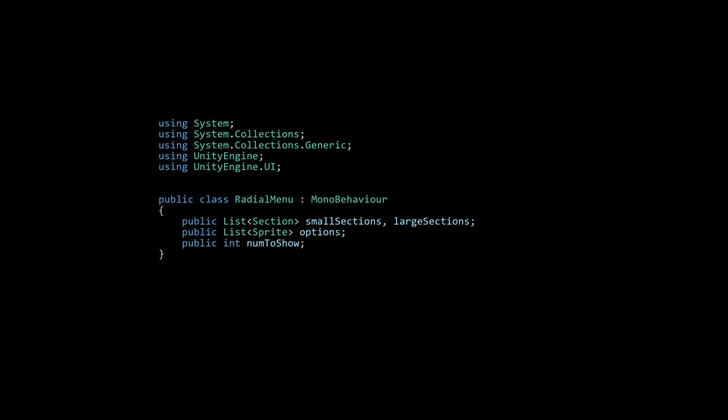We need to know how many options to show, which again, we will hard code, but you should populate this with a handler. Let's also just keep track of if we're showing the menu or not. We're going to need two functions, one to show the menu and one to hide it. Let's focus on the show menu function first.